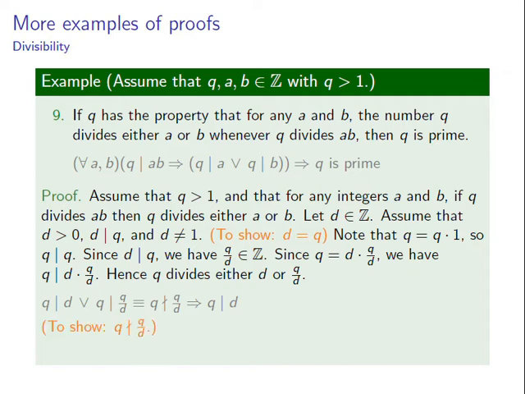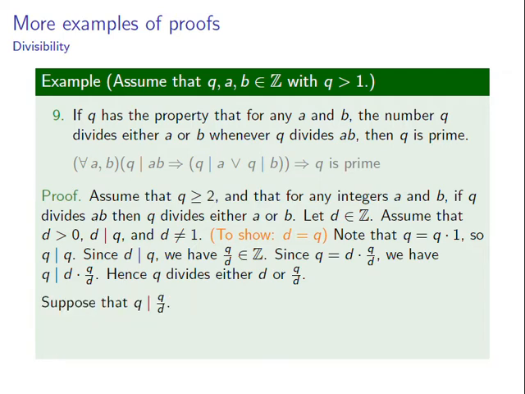So, to prove that Q divides D, we will show that Q does not divide Q over D. We will do this using proof by contradiction. Suppose that Q divides Q over D. By the above, Q over D is a positive integer. So by exercise 2, Q is less than or equal to Q over D.